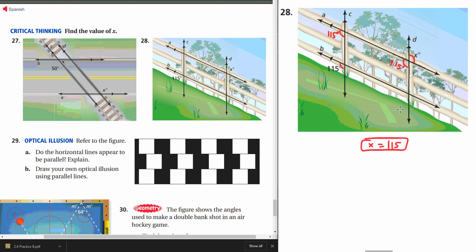So again, there are multiple ways of getting to that conclusion. You could say this is 115 and this one's vertical, so it's 115, and that's 115, so this one's 115 because it's corresponding to this one. And if this is 115, then that's 115 because those are corresponding. So again, there are many ways to get there, but ultimately x should equal 115. If you have any questions, let me know.